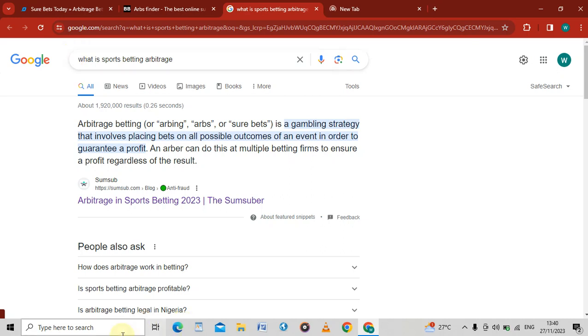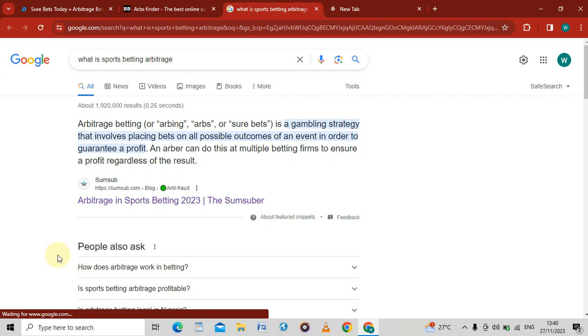So the first question is, what is sports betting arbitrage? Sports betting arbitrage is a betting strategy where you get a guaranteed profit no matter the outcome of the game. Let's say you bet on over 1.5 and under 1.5. If the game goes over 1.5, you are still in profit. If the game goes under 1.5, you are still in profit.